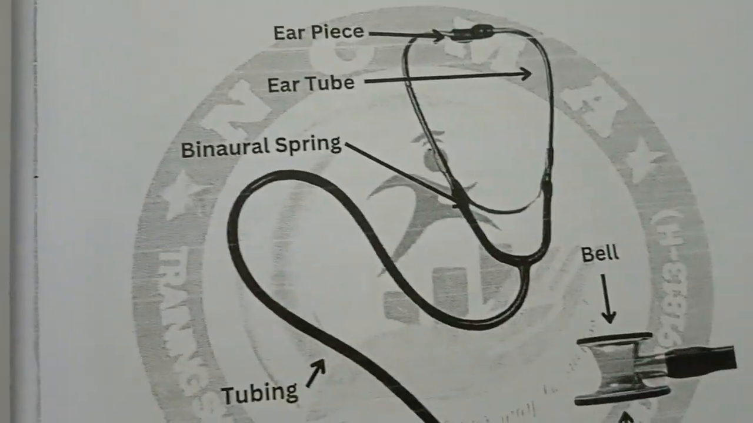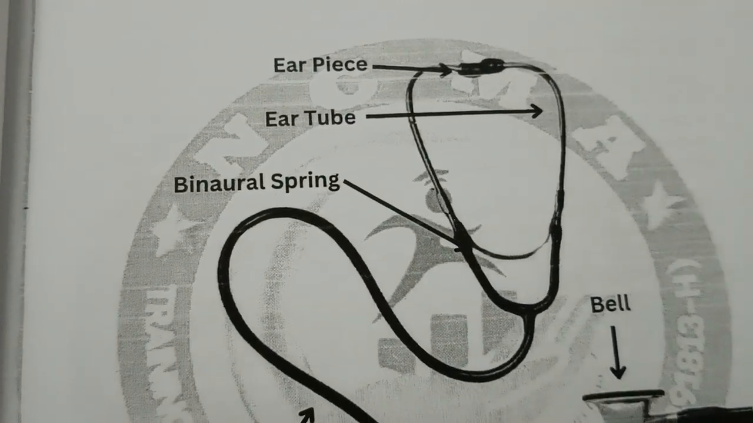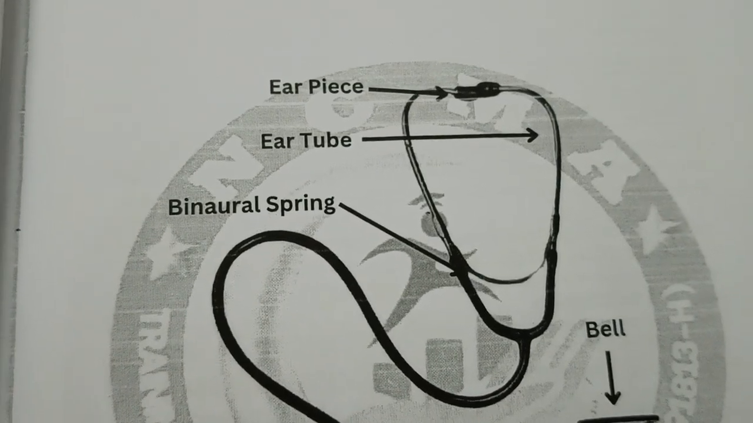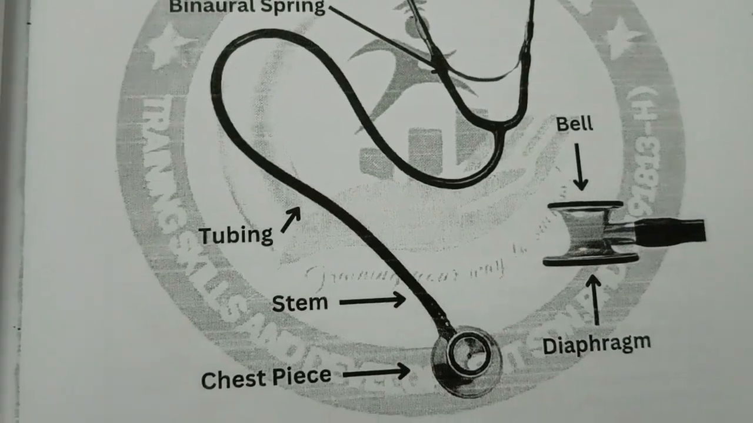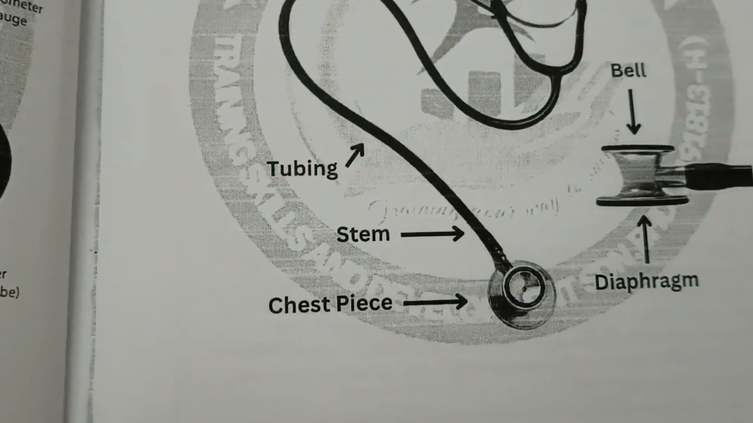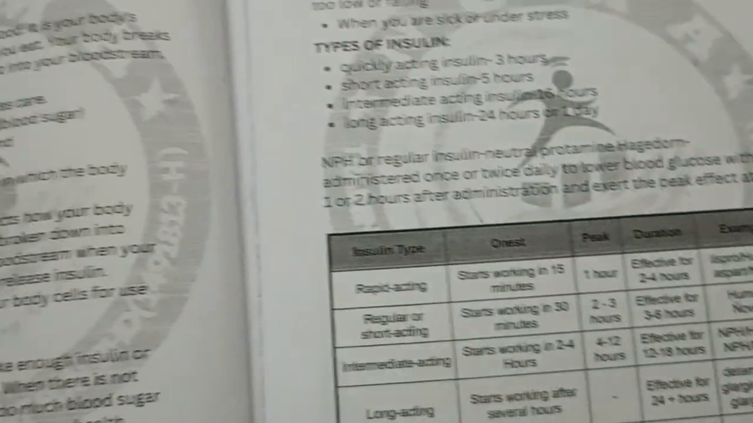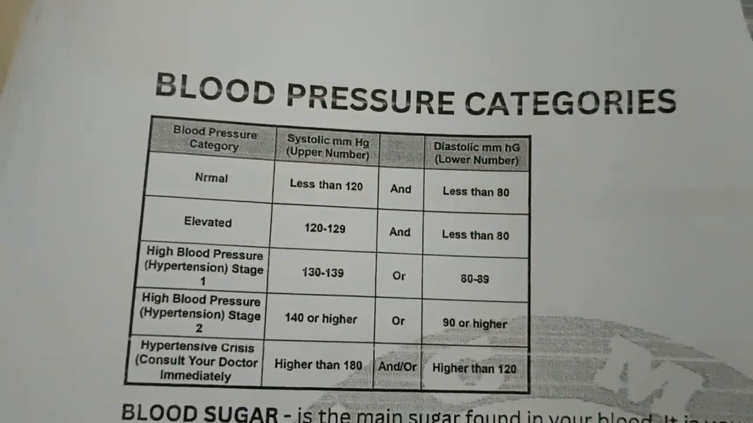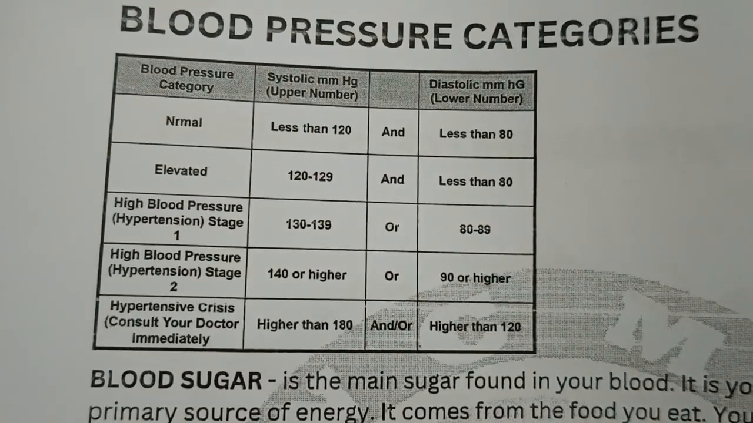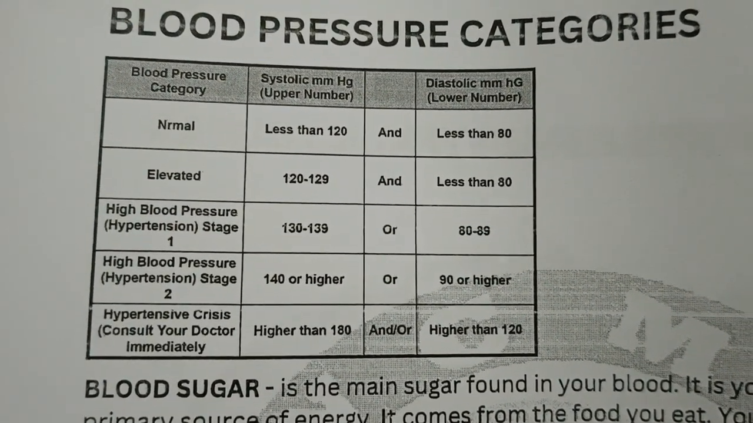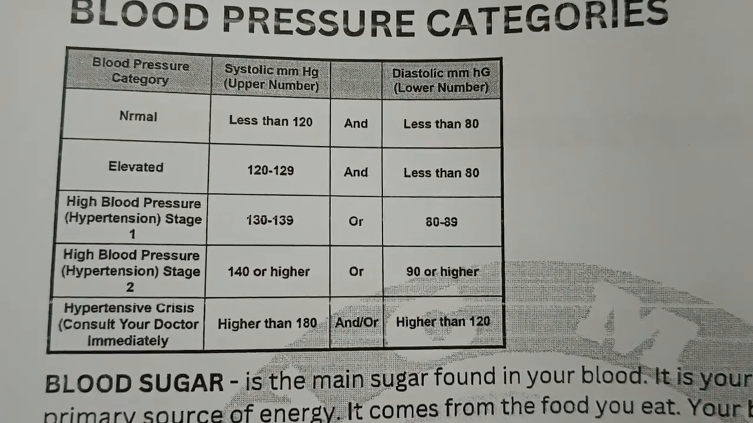Parts of a stethoscope: earpiece, ear tube, binaural spring, bell, diaphragm, tubing, stem, and chest piece. Blood pressure categories. Blood pressure is normal at less than 120 systolic and less than 80 diastolic. Elevated is 120 to 129 and less than 80.